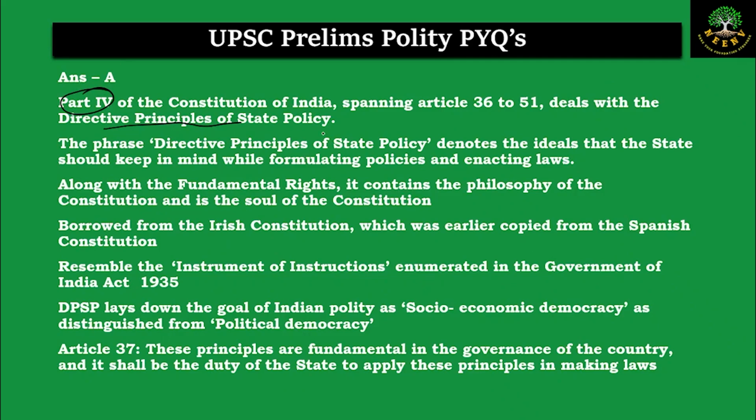The directive principles of state policy, as the name suggests, are the directives which are to be followed by the state, that is the government, when they are making their policies. They are also known as the instrument of instructions, which were there in the Government of India Act 1935, because they give certain directives to the government which have to be followed while making the law, and it is borrowed from the Irish constitution. And while the fundamental rights lay down the idea of a political democracy, the DPSPs lay down the idea of a social and economic democracy in the country.